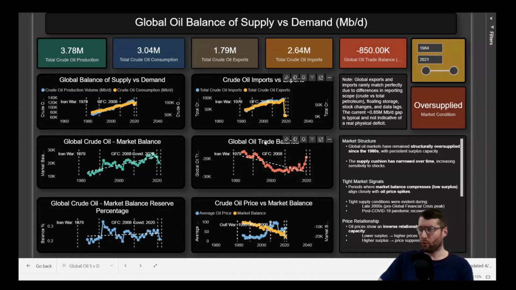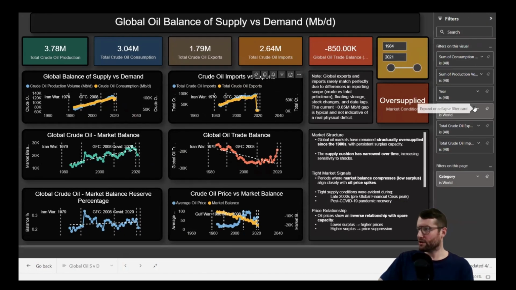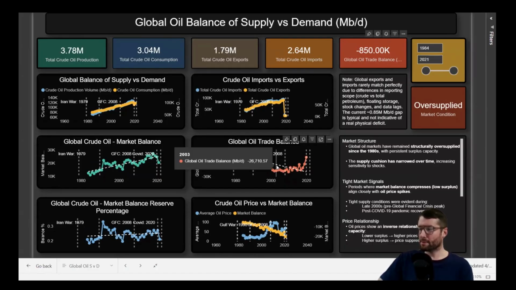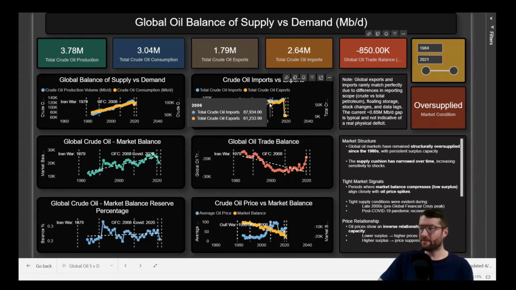So we've got the global oil trade balance here. That is these two figures here, which you can see on the filters. I should be able to show you. No, that's not going to work. But basically, if I click on this, this is the difference between these two.